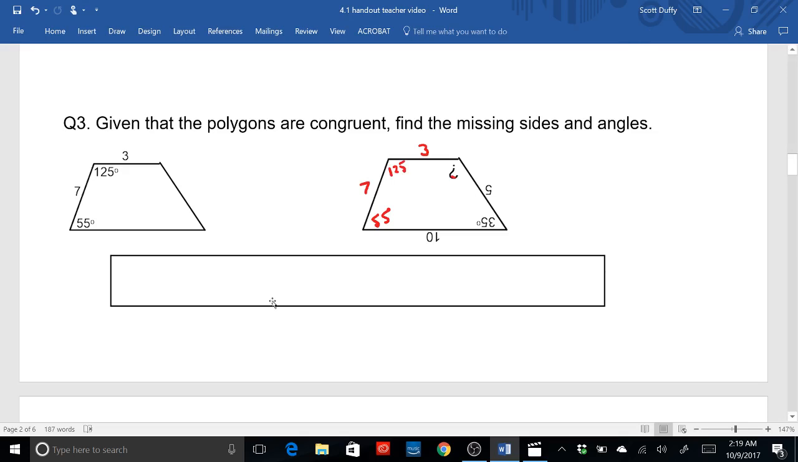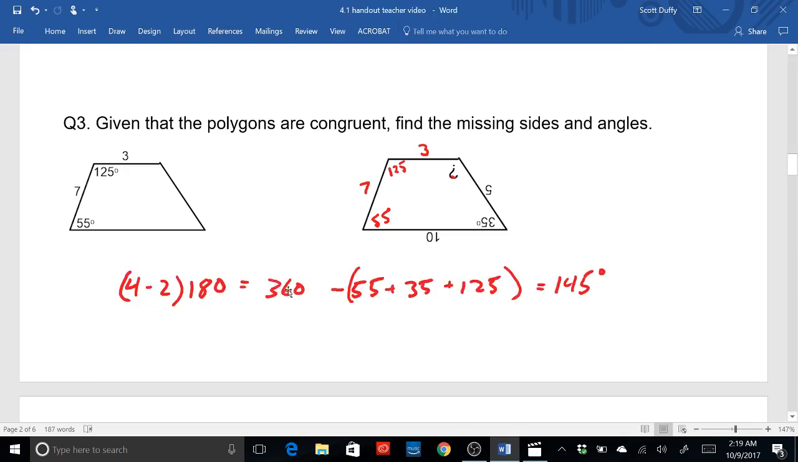And the only thing that I'm missing is this angle right here. Well, I know that if it has 4 sides, I subtract 2 and multiply by 180 to get the interior angle sum. So all 4 angles should add up to 360. Then, if I know 3 of the angles, I subtract the sum of those, and I'm left with 145 degrees as my unknown angle right there.